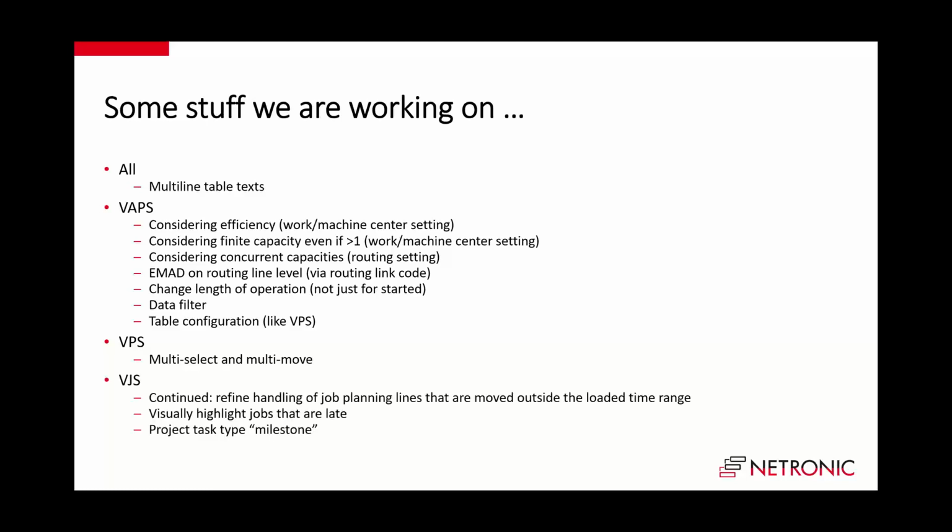And then in the VJS, we will continue working on the refined handling of job planning lines that are moved outside the loaded time range. What I showed you was the first step, but there are more steps to make. We will improve the highlighting of jobs that are late, and we will start working on introducing a new project task type called milestone. It would work comparably to what you would expect from a milestone, which is an object that is totally missing in Business Central, but that many people need for planning their projects.